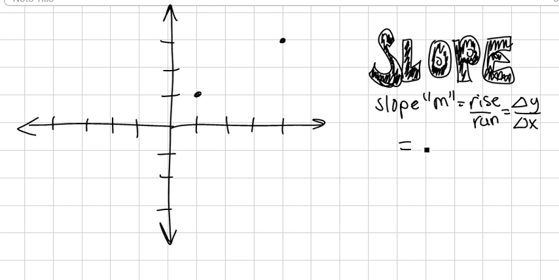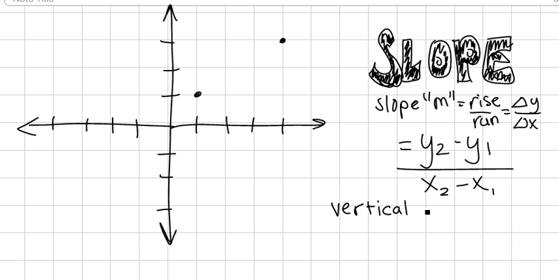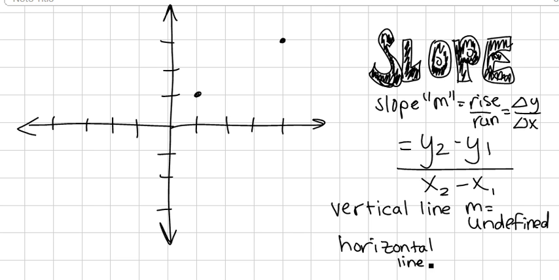And another equation we use is y2 minus y1 divided by x2 minus x1. Anytime we have a vertical line, our slope is undefined. Anytime we have a horizontal line, our slope is equal to 0.